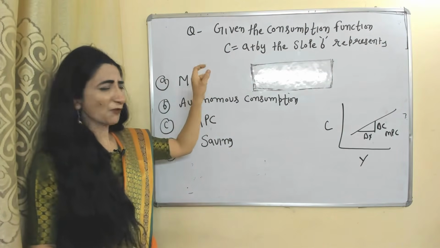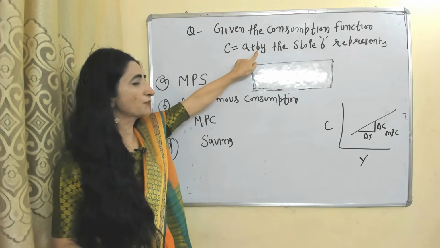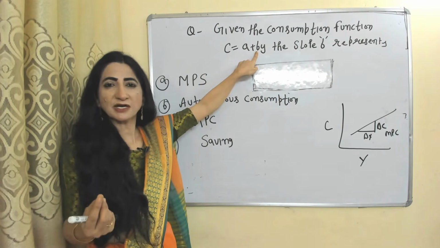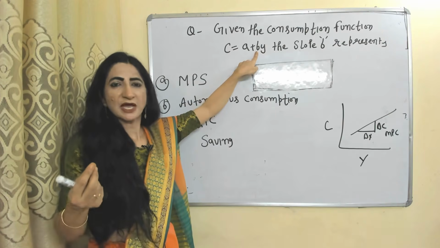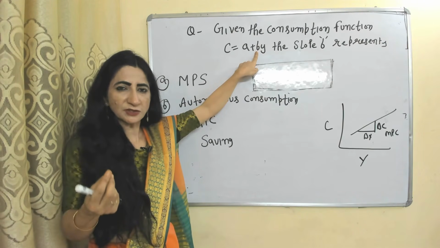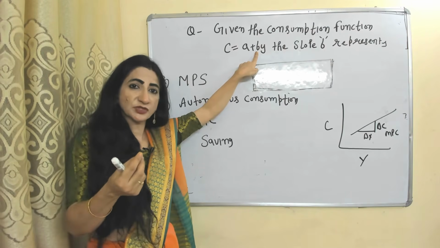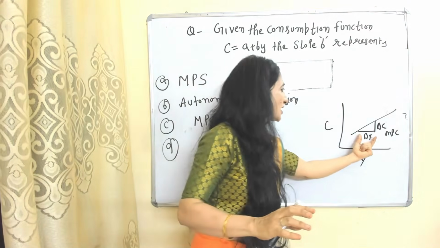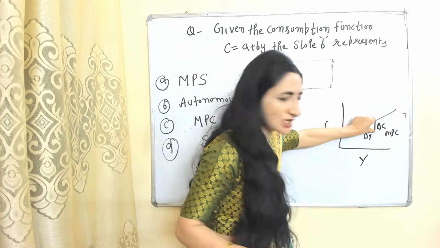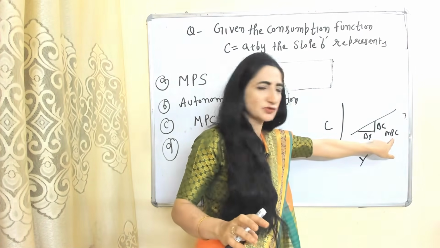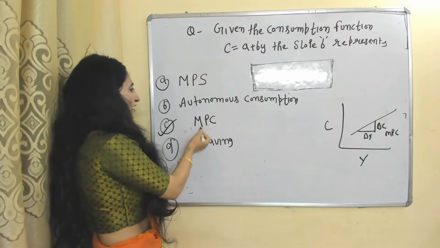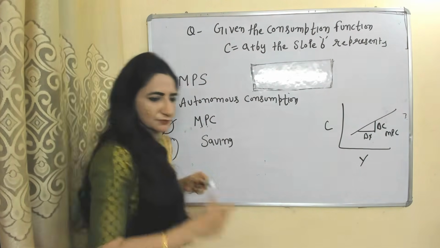Given the consumption function, what does this slope B represent? The slope of the consumption function represents the marginal propensity to consume. As we know, marginal propensity to consume shows how much consumption changes in response to a change in income. This much change in income leads to this much change in consumption. This slope shows the marginal propensity to consume. So our right option is C, marginal propensity to consume.